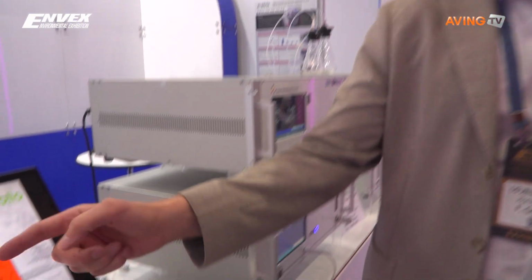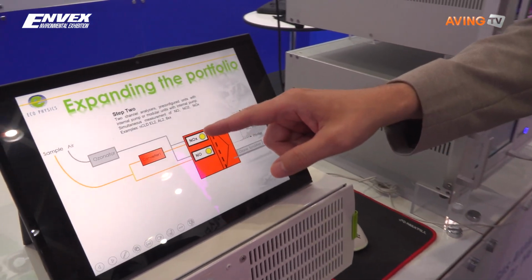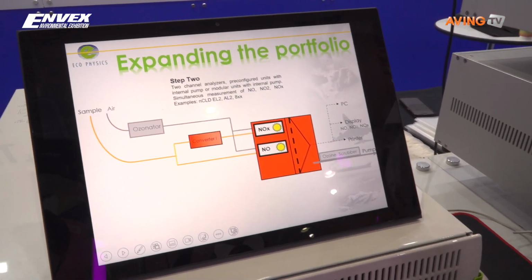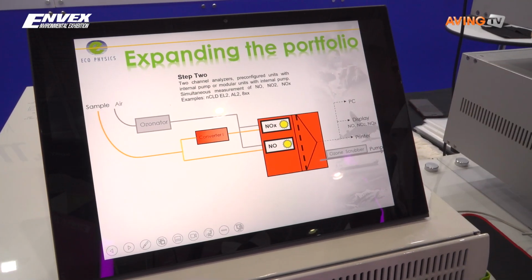So then, some time ago, we started building the 2-channel analyzers, which means that you have the NO and the NOx value, which you can see here with the 2 lines, at the same time. So you get a reading at an instant for both values. This also gives us the possibility, from the difference, to tell that we also have nitrogen dioxide. That is the difference between the 2 channels.